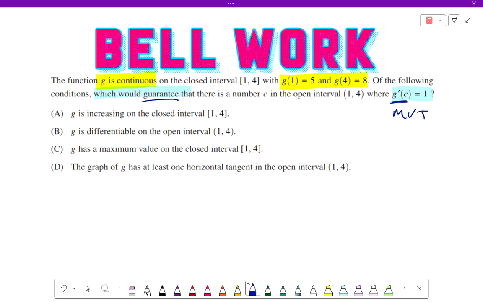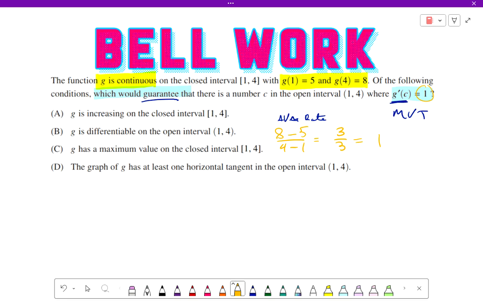The M in MVT stands for mean. In math class, what does mean mean? Average. When we think average in calculus, we're thinking the average rate of change. So the average rate of change, y sub 2 minus y sub 1 over x sub 2 minus x sub 1. I did two-point slope. If I do that, I get 3 over 3. Oh my goodness, I got 1. Who would have guessed? The average rate of change was 1.